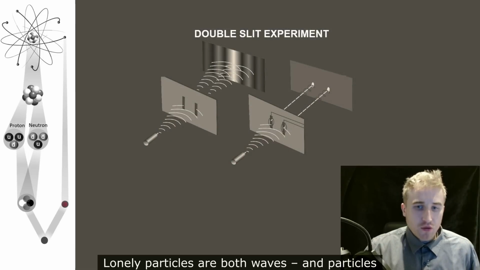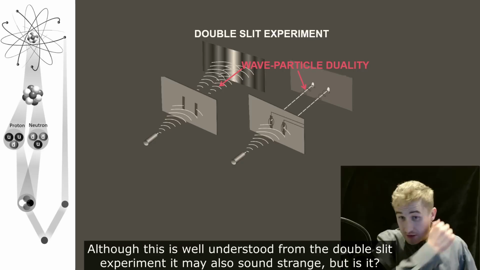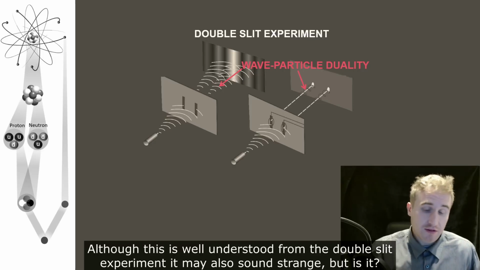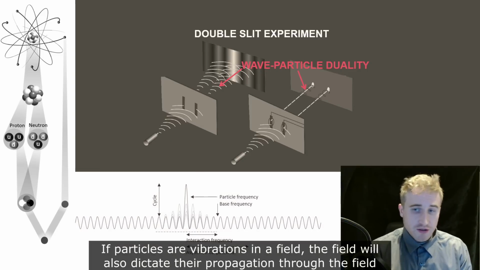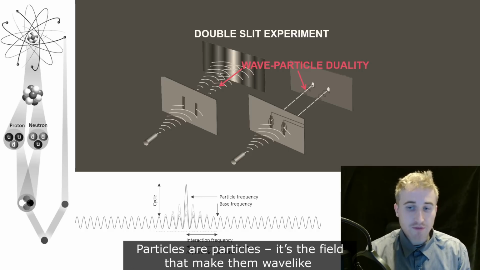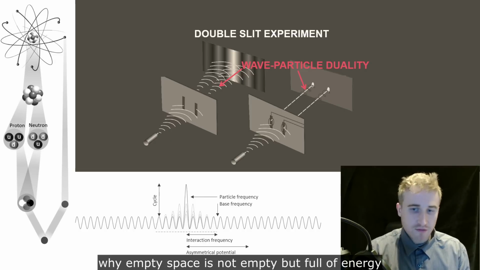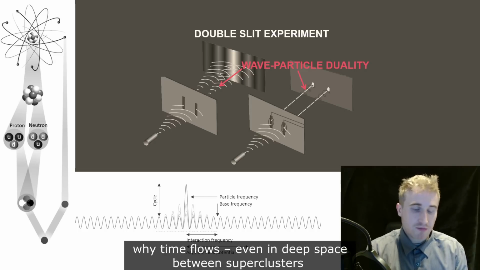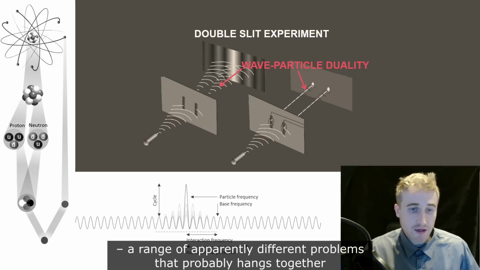Lonely particles are both waves and particles, known as the wave-particle duality. Although this is well understood from the double-slit experiment, it may also sound strange, but is it? If particles are vibrations in a field, the field will also dictate their propagation through the field, and in that sense there is no duality. Particles are particles, it's the field that makes them wave-like. We just don't have the knowledge about what enables the field to work that way. Why empty space is not empty but full of energy, why time flows even in deep space between superclusters. A range of apparently different problems that probably hang together.